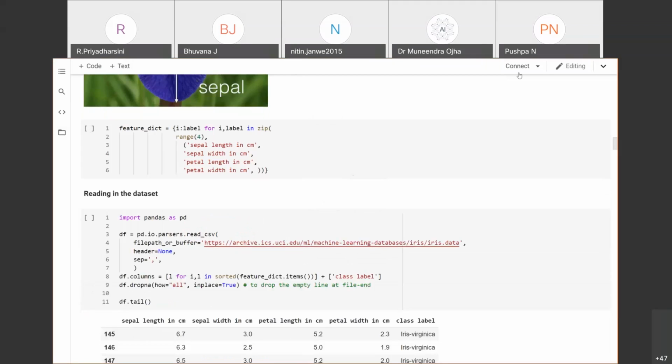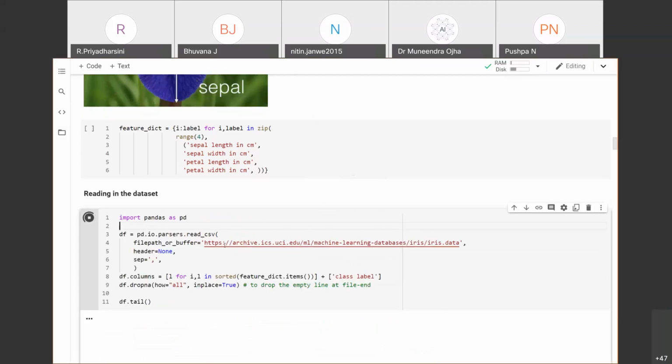So if I just connect it so that I could run it. Now I'm going to read this into our data set. We create a data frame with the pandas library. We can read the CSV file from this.